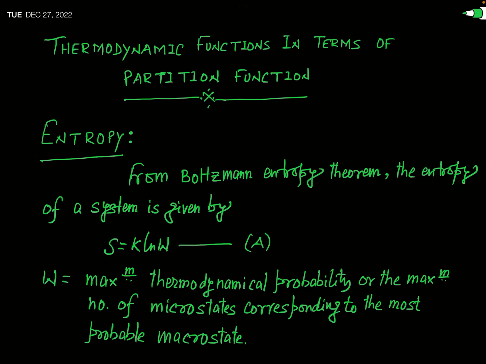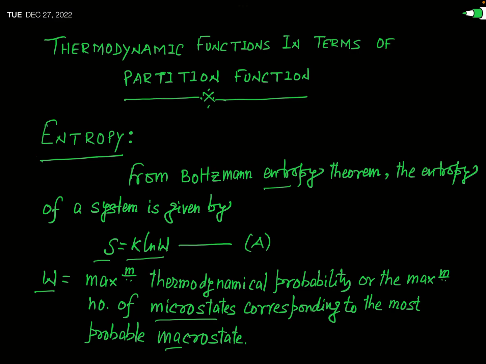Actually, you have already studied previously a very important entropy theorem which is called Boltzmann entropy theorem. And you know, according to this theorem, entropy of a system is defined like this: S equal to K ln W. We have studied this result in the previous lecture. Here K is the Boltzmann constant. And what is this W? This W is the maximum thermodynamical probability of the system. Or in other words, W is simply the maximum number of microstates corresponding to the most probable macrostate. You have already discussed this result previously in very detail, so I hope this result is in your mind.